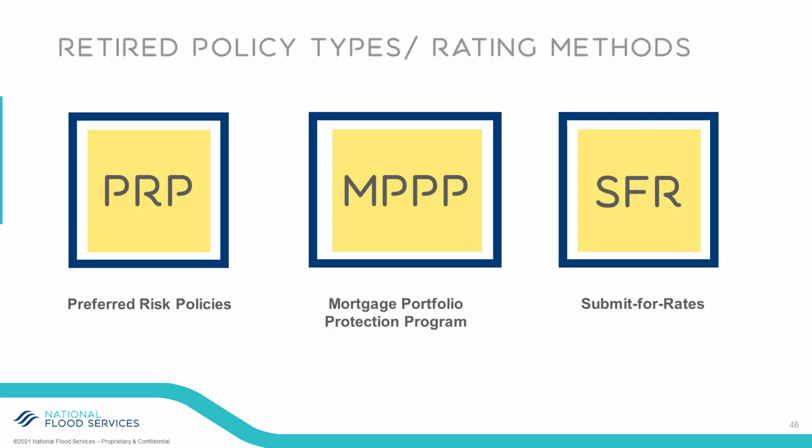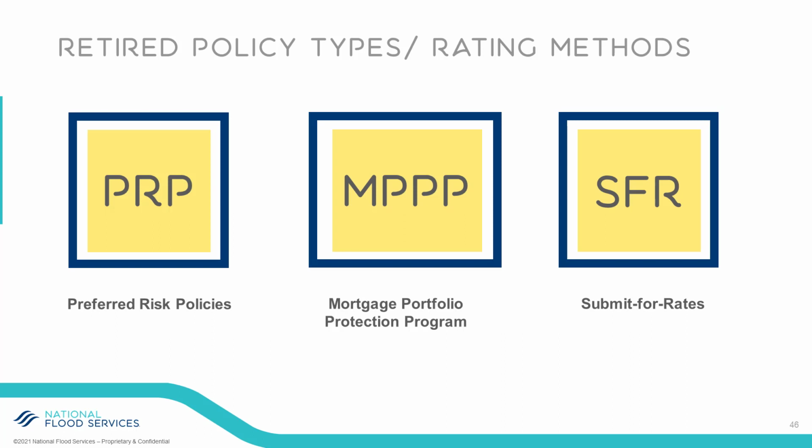To finish up this section, let's talk about retired policy types and rating methods. The preferred risk policies are the first that we're going to talk about. A PRP policy will no longer be offered. With the change to a risk-based rating and the move away from the flood zone for rating, the PRP policy will no longer be continued. These customers will move on the glide path unless the new rate is more beneficial.